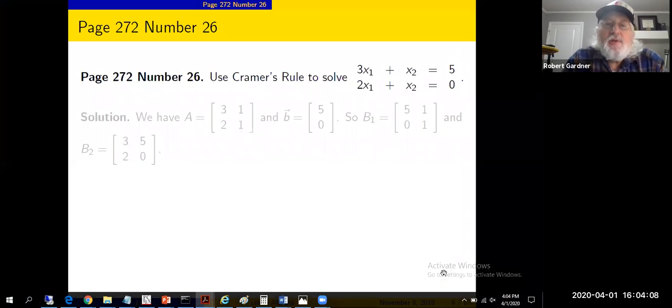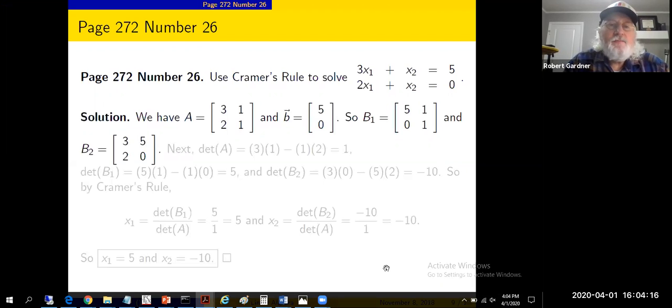Okay, so use Cramer's rule to solve these 2 equations and 2 unknowns. We'll introduce our notation. The coefficient matrix has rows 3, 1 and 2, 1. The B vector, the right-hand side of the equations, is 5 and 0. The X vector is the unknowns, x1 and x2. So we're looking for x1 and x2.